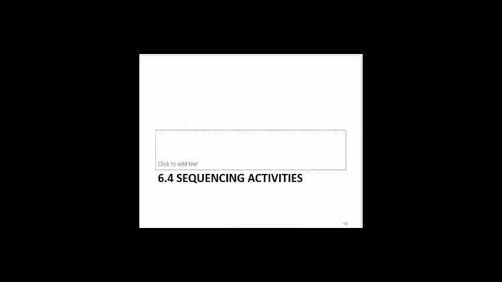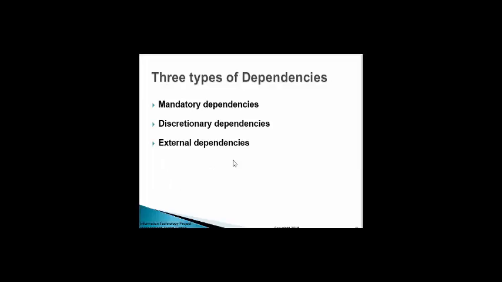And then we move on to sequencing the events, or sequencing activities. And so we need to define some terminology in terms of 3 types of dependencies. We have mandatory dependencies. For example, you can't test code until after the code has been written. Kind of straightforward. Discretionary dependencies, which are defined by the project team. And then external dependencies, relationships between project and non-project activities.